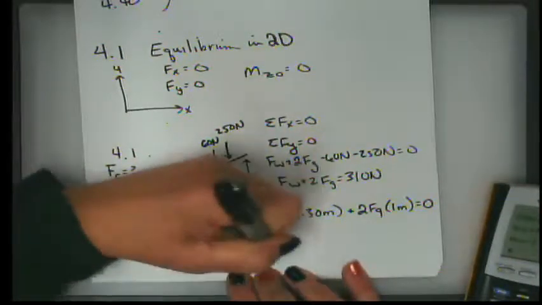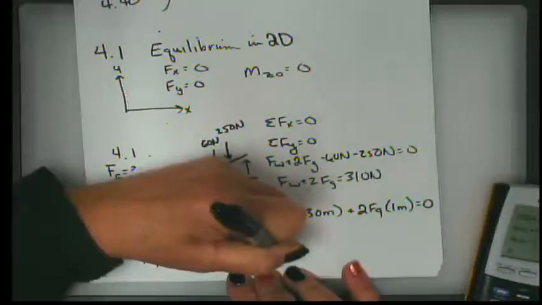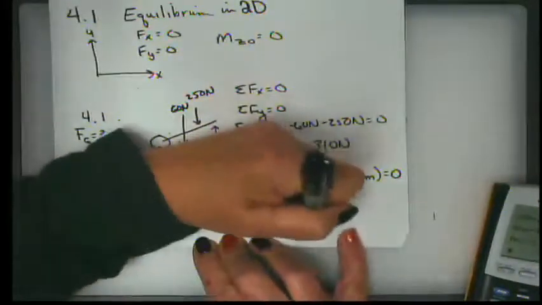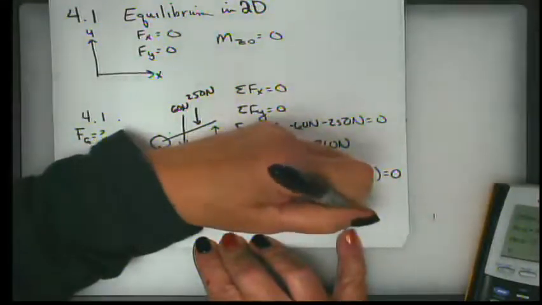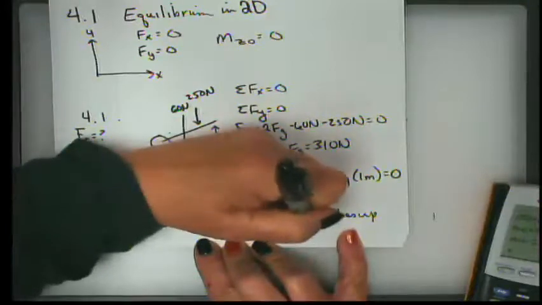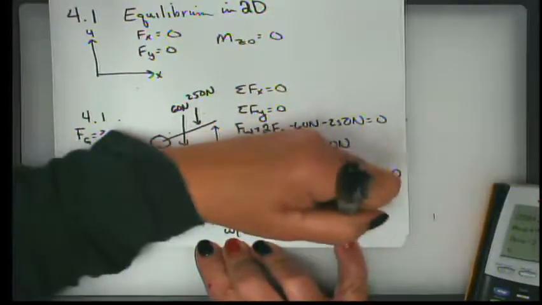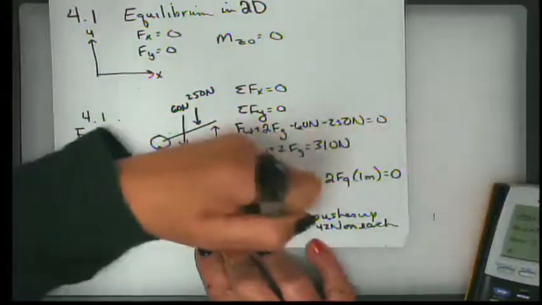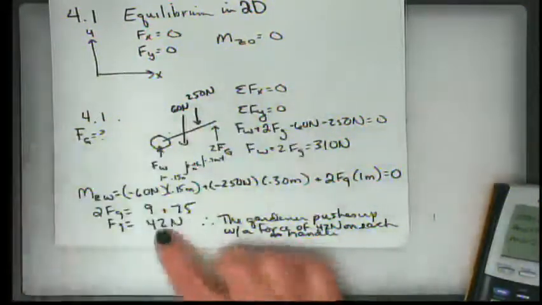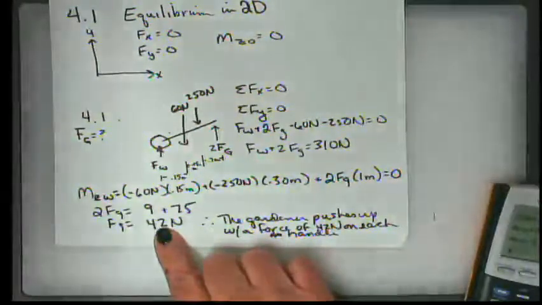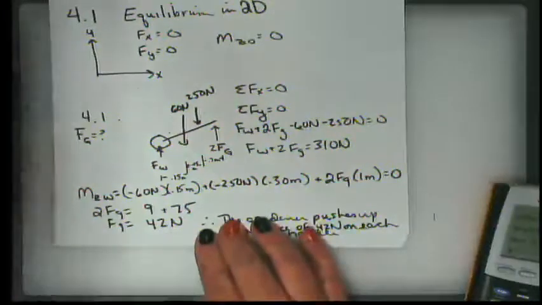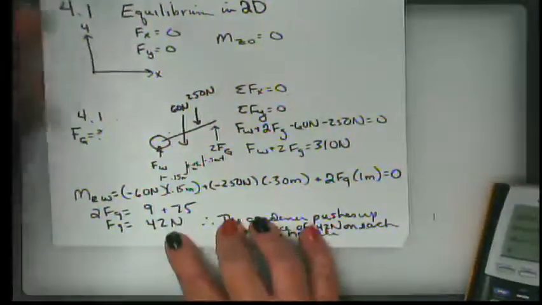So that means, therefore, the gardener pushes up with a force of 42 newtons on each handle. It means she's pushing up with a total of 84 newtons, but it's evenly divided, we're assuming, on two different handles, so 42 on each.